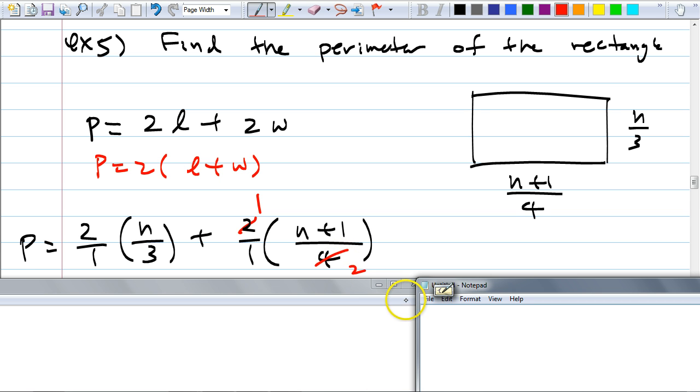The bottom one's longer, so doesn't that make it the length? No, just because it's longer, it doesn't. But whatever one is longer is usually the length, isn't it? I mean, it depends on the problem. Okay, all right, here we go.